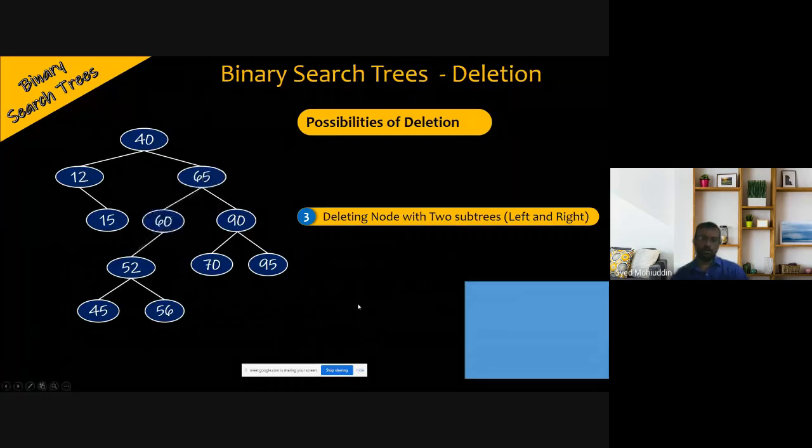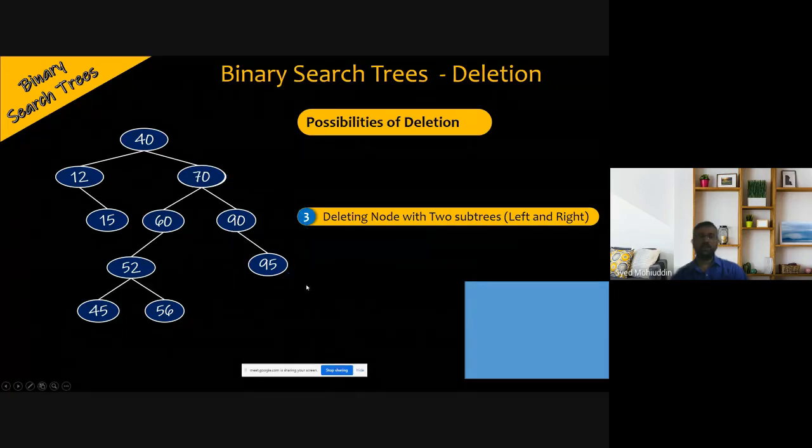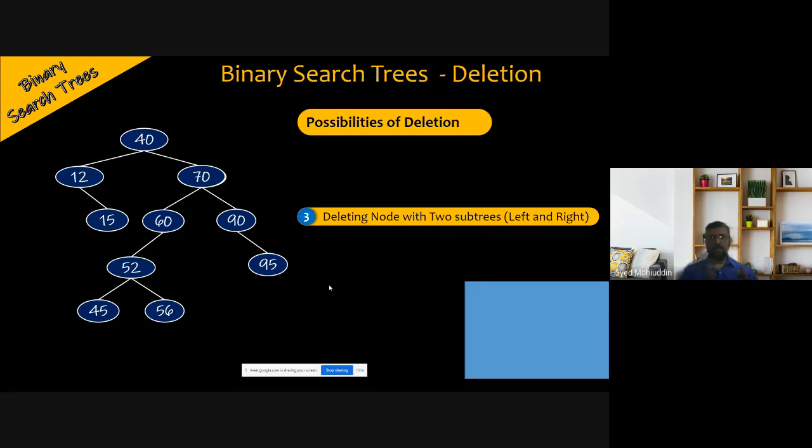But suppose we are considering the right subtree. In the right subtree we have to select the smallest element and replace the node with it. So node 70 is the smallest element. We are replacing the node which we are deleting with that. So that gets replaced and simply node 70 gets deleted. The rest of the links are the same and the structure of the tree remains the same. So this is how deletion in binary search trees is performed.